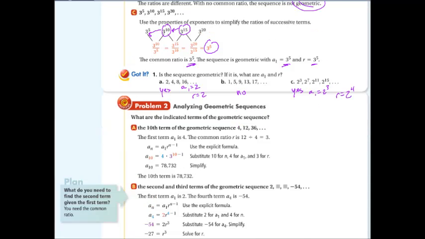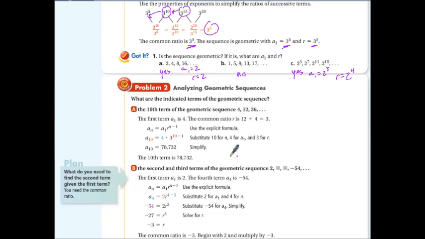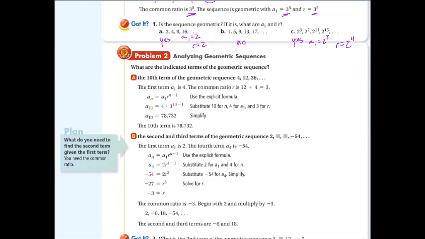All right. Analyzing geometric sequences: what are the indicated terms of the geometric sequence? So what's the 10th term of this sequence? The first term is A sub 1, which is 4. The common ratio is 12 divided by 4, so that's 3. We're telling you it's a geometric sequence, so you can just divide the next term by the previous one to find the R. Then we simply plug everything into the formula, and the 10th term of this sequence is 78,732.